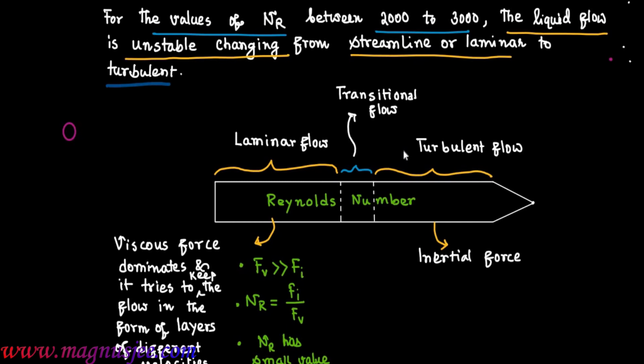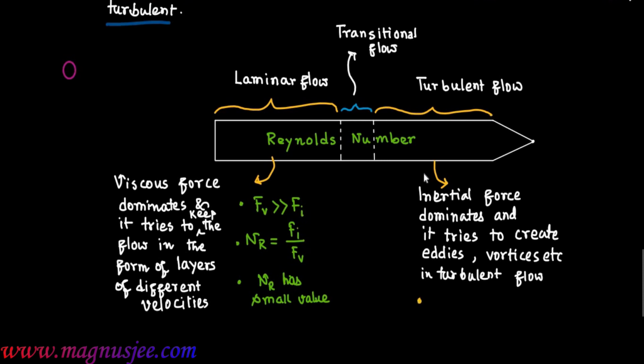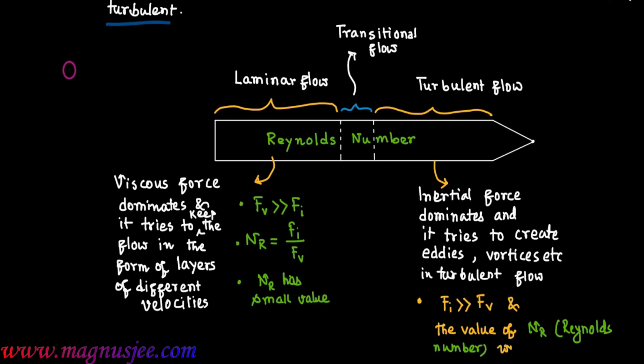Similarly, in turbulent flow, inertial force Fi dominates, and it tries to create eddies, vortices, etc. in turbulent flow of liquid or fluid. So in this turbulent flow, inertial force Fi is much greater than viscous force Fv, and the value of Reynolds number Nr will be high.